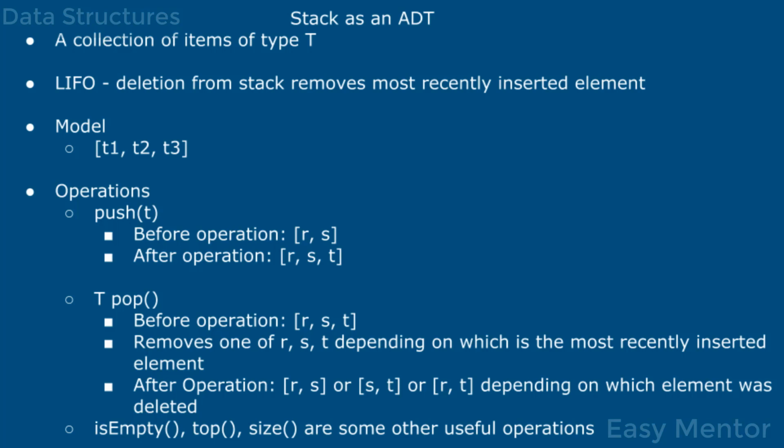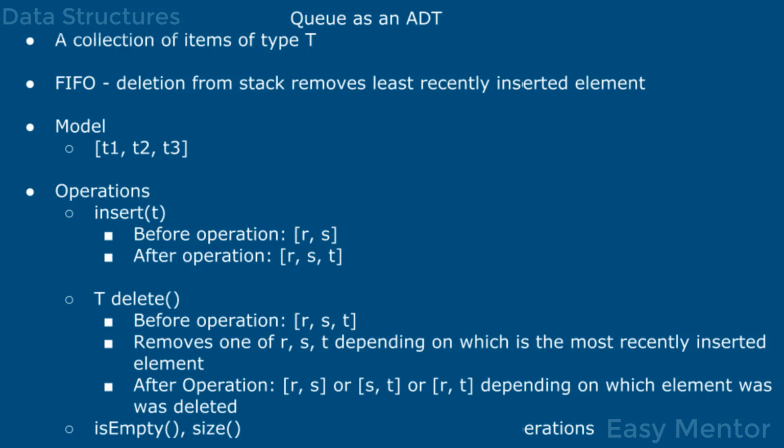isEmpty is again something that you can implement in terms of the size function of the abstract data type. Now coming to the definition of queue as an abstract data type. A queue is also a collection of elements of some type T. T can again be a primitive type, a complex type, or an abstract data type in its own right. It's a FIFO structure, which means that when one tries to remove elements from the queue, the least recently inserted element is the one that is removed. So the first element that was inserted in the queue is the one that is removed.